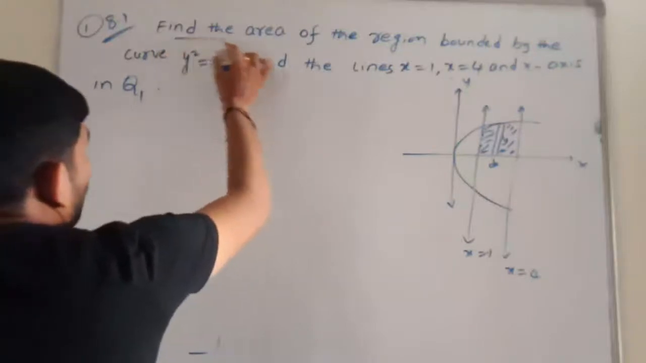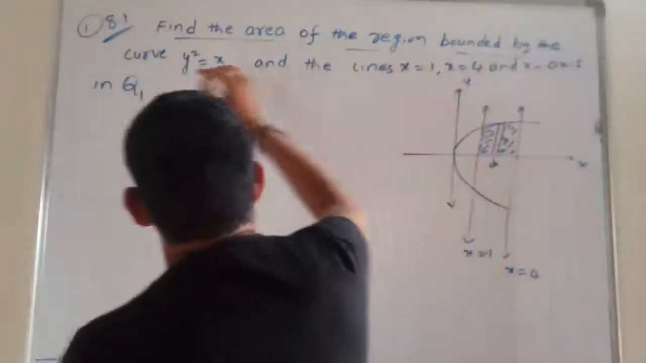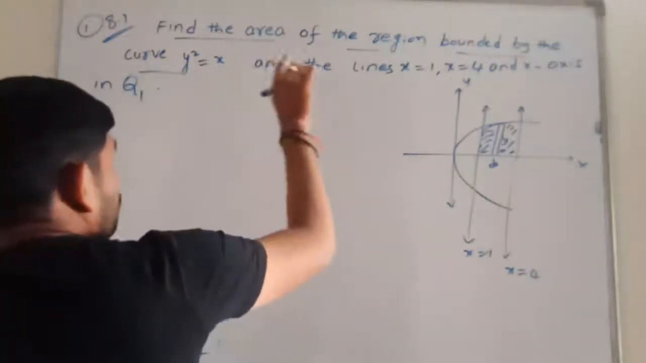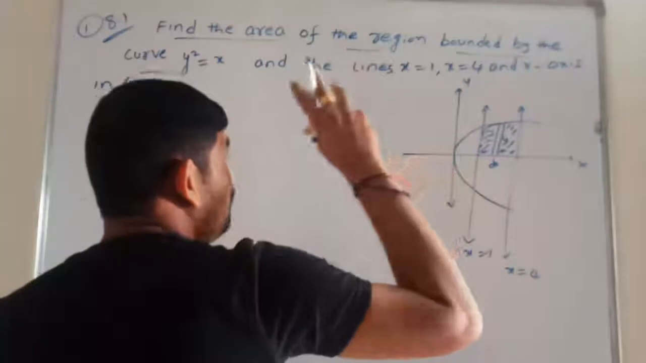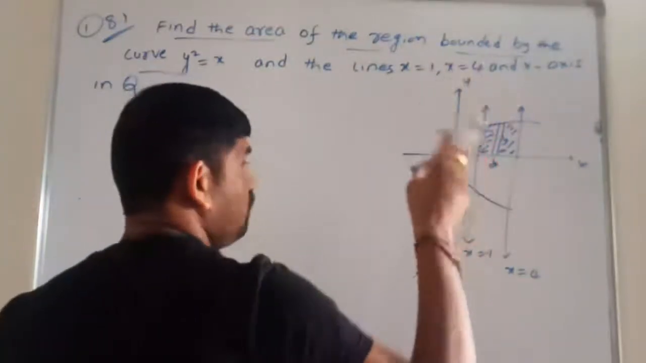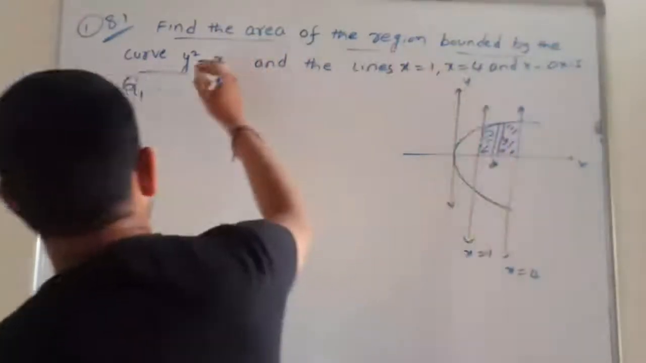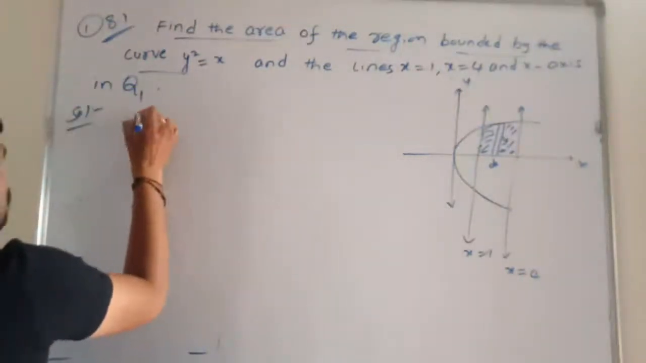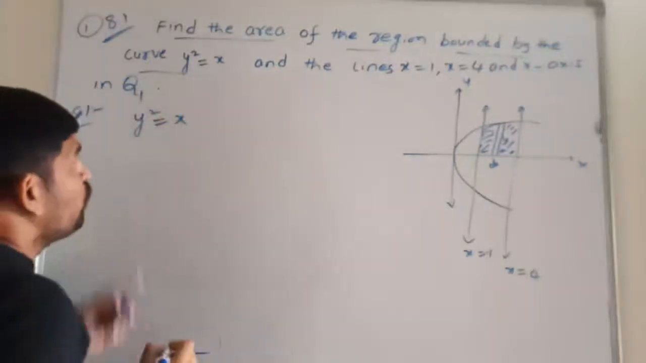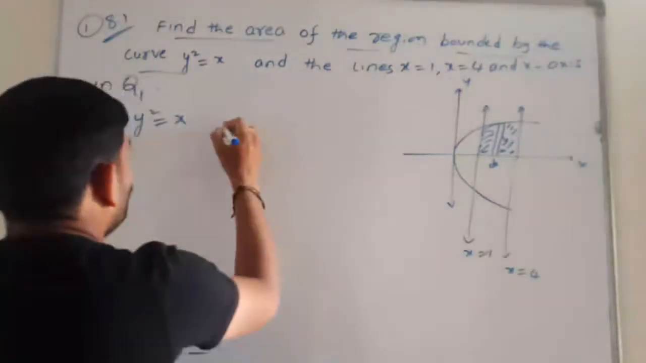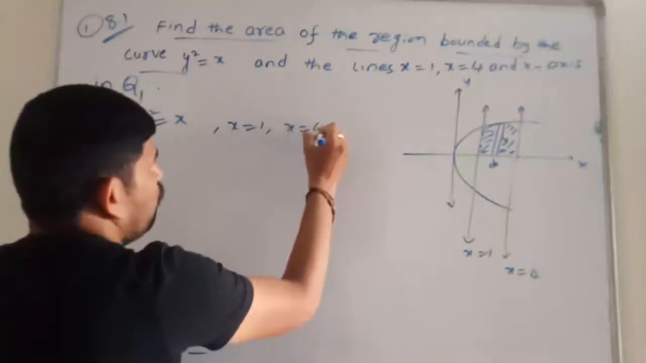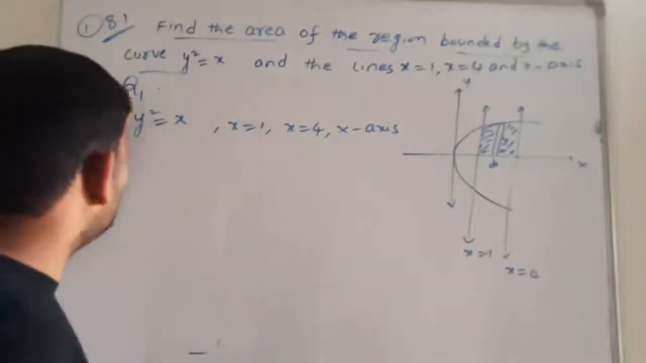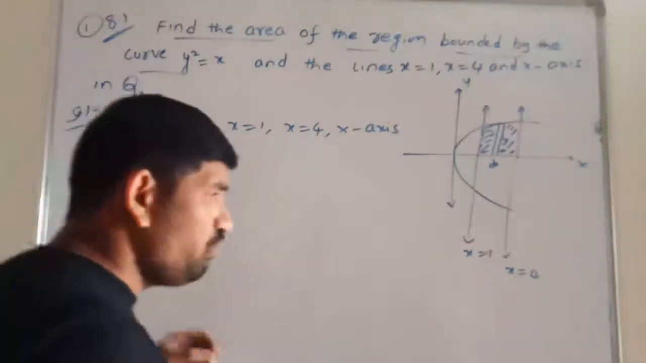Once we check: find the area of the region bounded by the curve. Very important, and you have to observe very clearly. We are finding the area of the bounded region, bounded by the curve y square is equal to x, and the lines x is equal to 1, x is equal to 4 and the x axis. See students, very clearly he is giving us, and in the first quadrant. So we are finding the area.